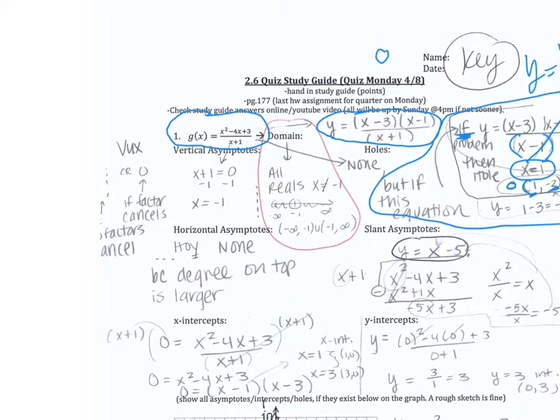So, because this is the equation we see, we set our denominator equal to 0, we get x equals negative 1. Because the factor x plus 1 doesn't cancel out, we know that we are going to have a vertical line, an asymptote at x equals negative 1, which is what we see right here.